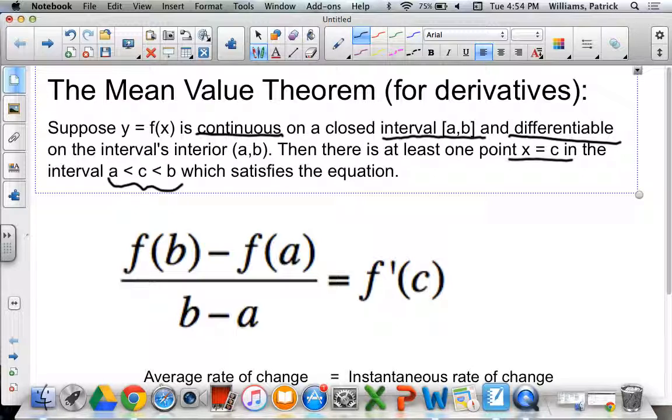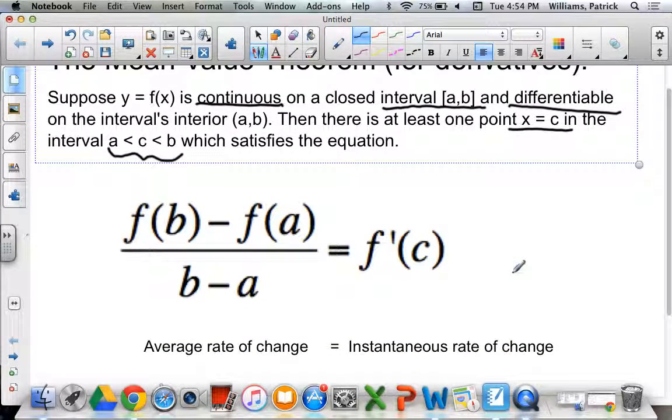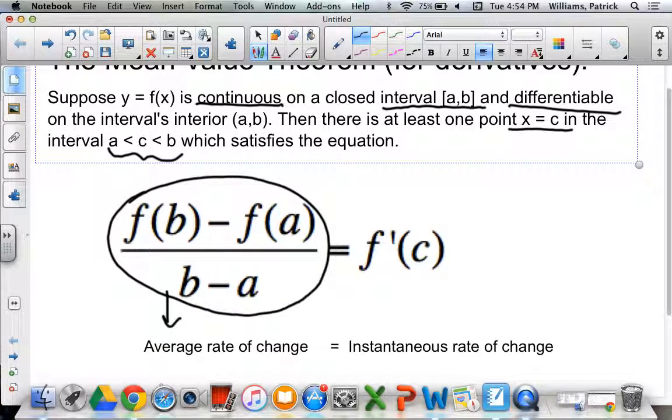But what this theorem is basically saying, if you look down here, is that when we look at this equation, well, you guys have seen this equation before. That's the equation for average rate of change over the interval A to B. And this is just the derivative, or the instantaneous rate of change, of the function f at a specific point c. So what this theorem basically states is this.